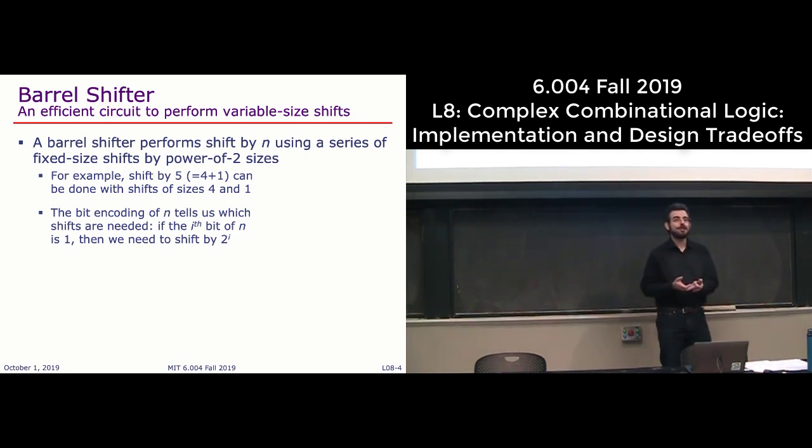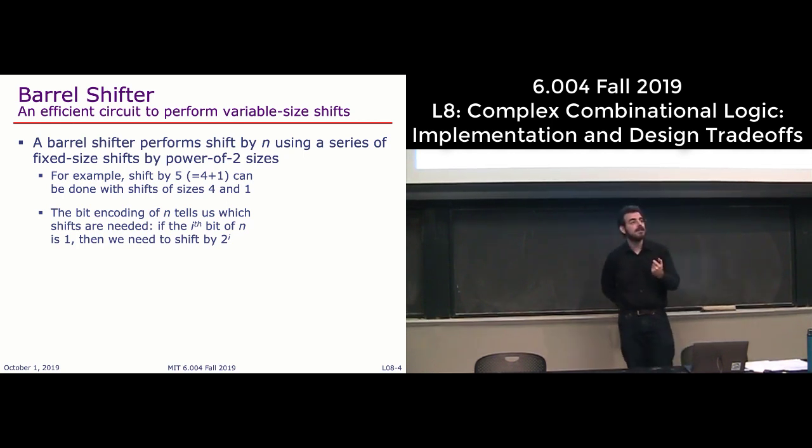So if you do a sequence of shifts by power of 2 sizes, you can get any shift you want. Not only that, but the bit encoding, the binary representation of n tells us which of the shifts are needed, right?